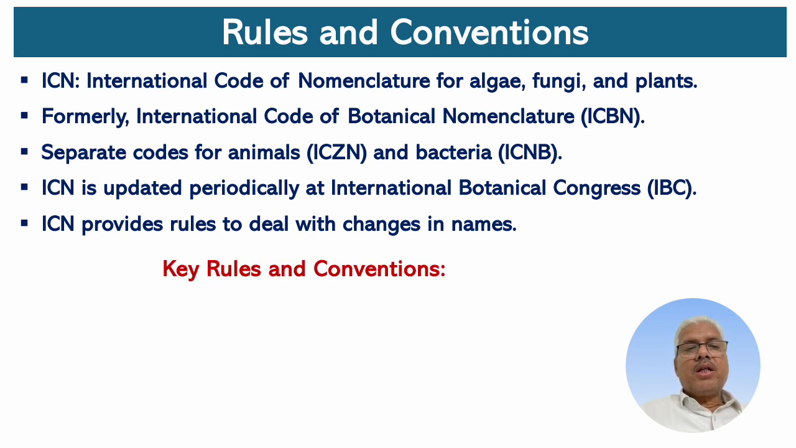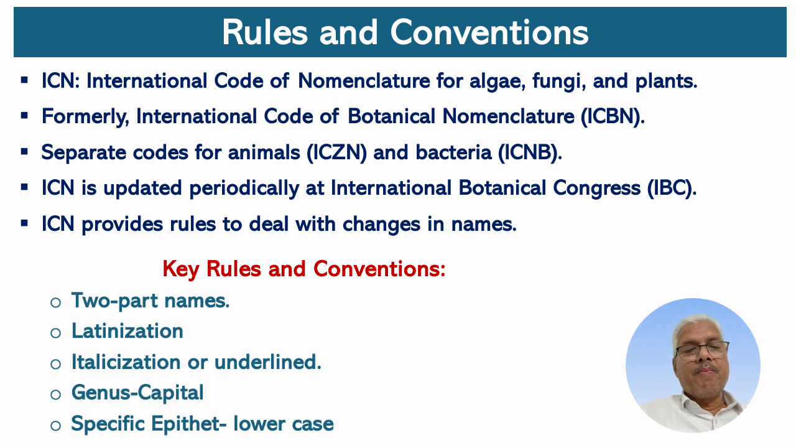The ICN, that is the International Code of Nomenclature, is the set of rules and recommendations that govern how plants, including algae and fungi, which are historically considered as plants, are named. There are separate codes for animals (ICZN) and bacteria (ICNB), reflecting the different needs of those fields. The ICN is updated periodically at the International Botanical Congress to reflect new scientific knowledge and address any ambiguities.